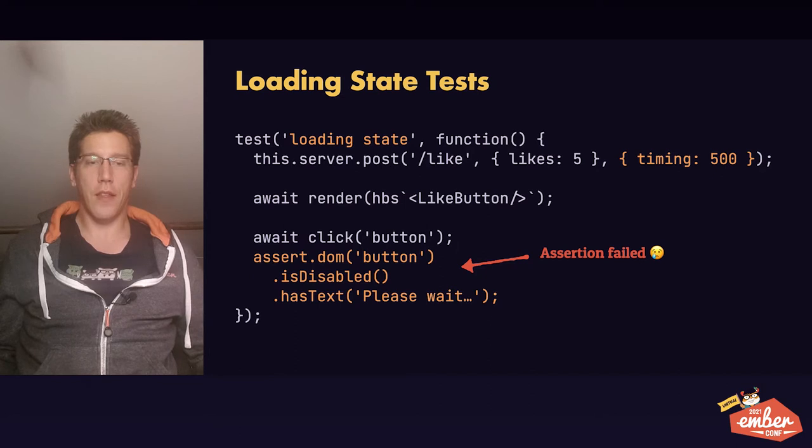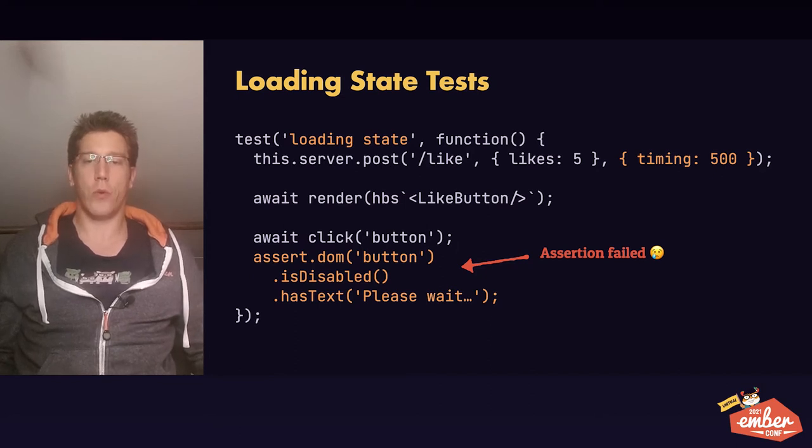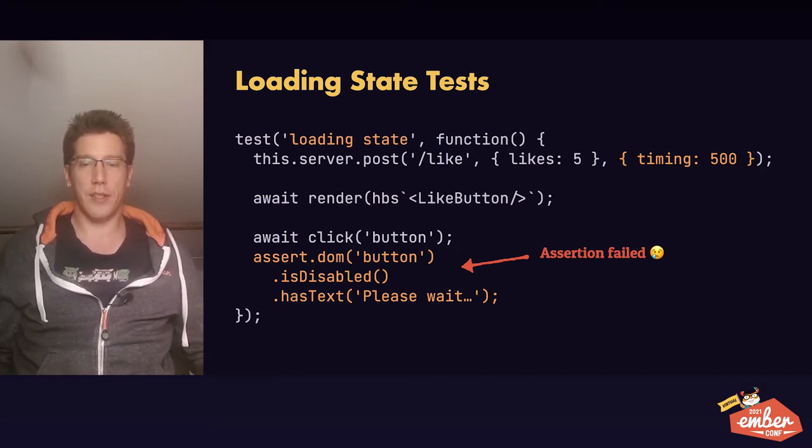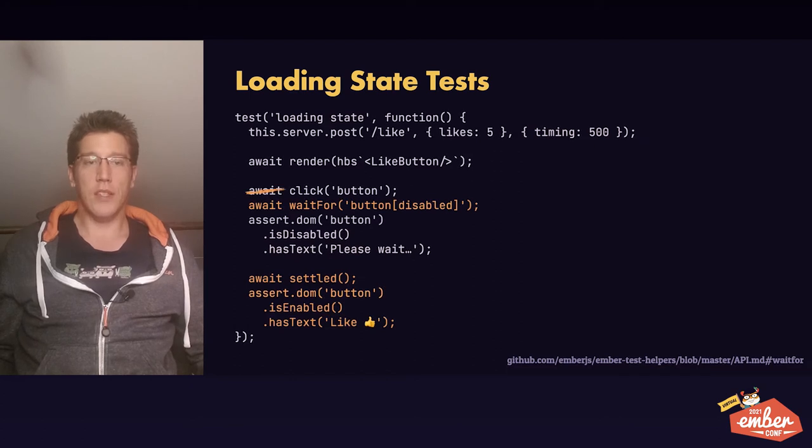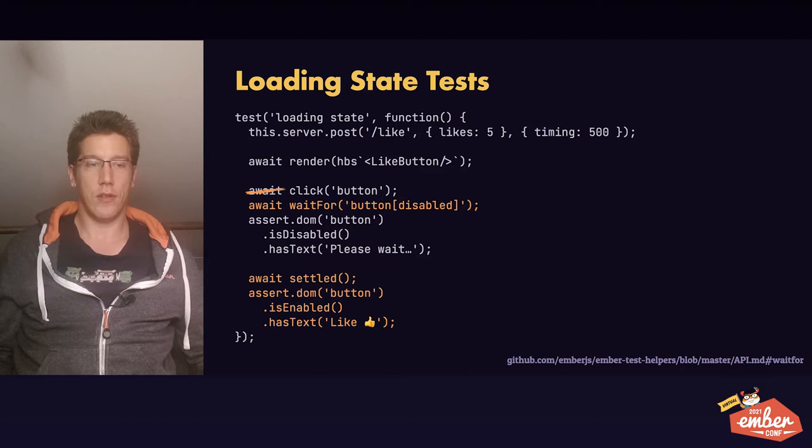The reason is that click and other test helpers implicitly wait for network requests to finish before continuing with the test code. That means our assertion runs after the loading state is already gone again. We can solve this by removing the await from our click call and not waiting for it to finish. Instead, we use the waitFor helper and wait for the button to be disabled. At this point, we can run all of our loading state assertions. Finally, we wait for the app to settle, which means network requests and rendering are finished. And then we can check that the loading state is gone again.